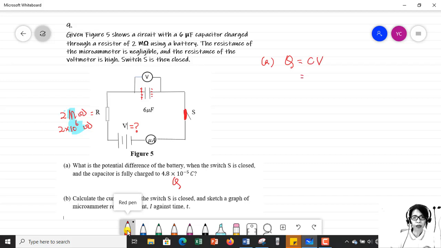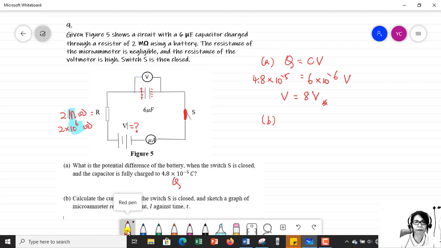So when fully charged, our charge is 4.8 × 10^-5 coulomb. The capacitance is 6 × 10^-6. So we can find the V. When you do the calculation, you will get 8 volt. So this will be our answer for question A.